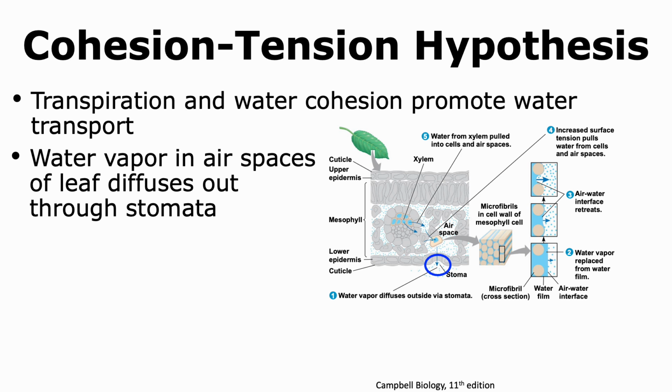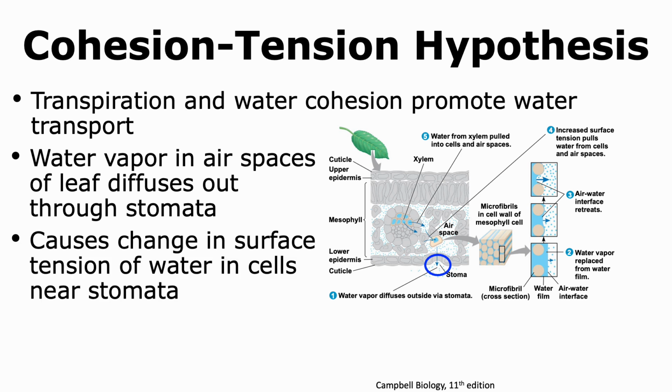This loss of water vapor in the leaves causes changes in the surface tension of water in the cells that are present near the stomata. Let us consider one such cell. As water vapor in its environment is lost, the water that is present in the cell wall of this cell starts evaporating. As more and more water evaporates, the surface tension of the water film present in that cell wall increases.